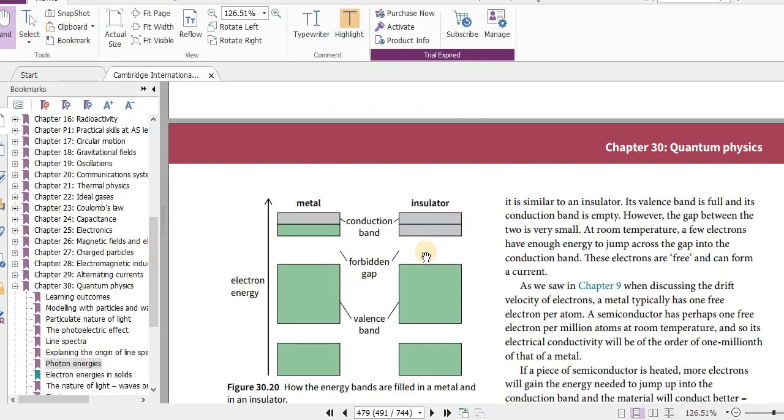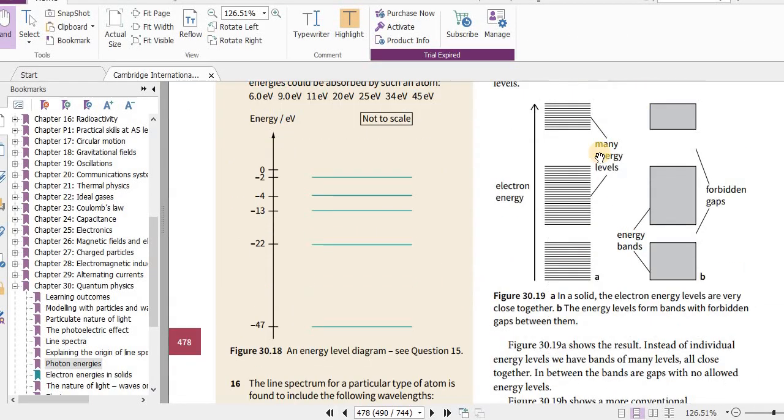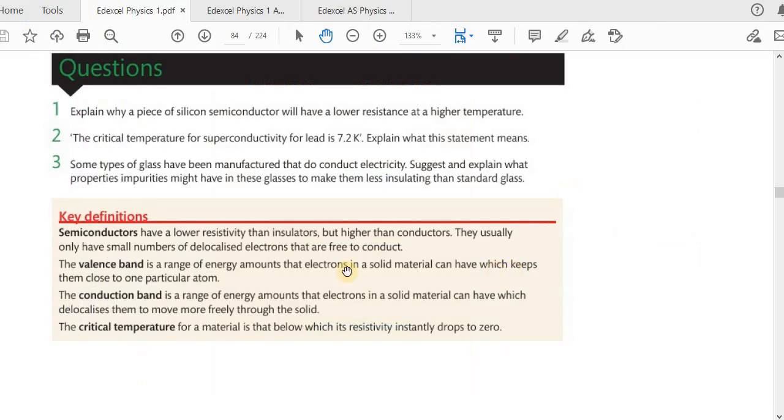And you could see it somewhat in detail here. See, these are the energy bands. See, it has several energy levels. So now we'll have a look. The valence band is a range of energy amounts that electrons in a solid material can have, which keeps them close to one particular atom. The conduction band is a range of energy amounts that electrons in a solid material can have, which delocalizes them to move freely through the solid.